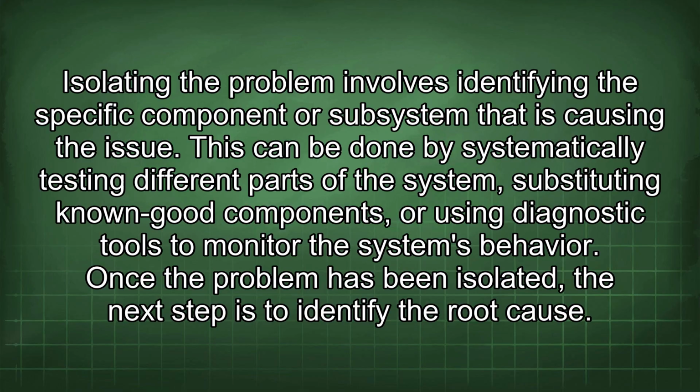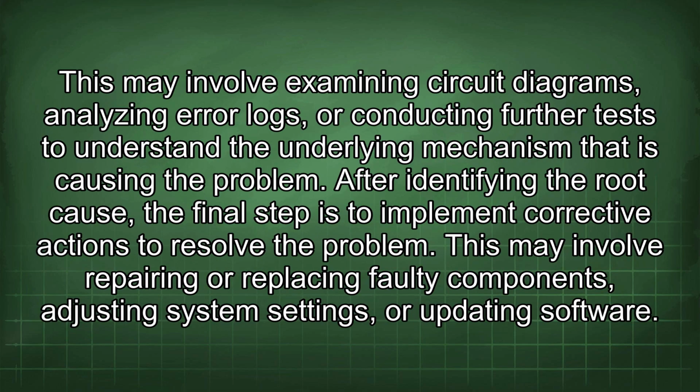Once the problem has been isolated, the next step is to identify the root cause. This may involve examining circuit diagrams, analyzing error logs, or conducting further tests to understand the underlying mechanism that is causing the problem. After identifying the root cause, the final step is to implement corrective actions to resolve the problem. This may involve repairing or replacing faulty components, adjusting system settings, or updating software.